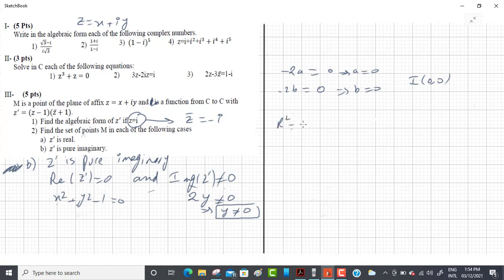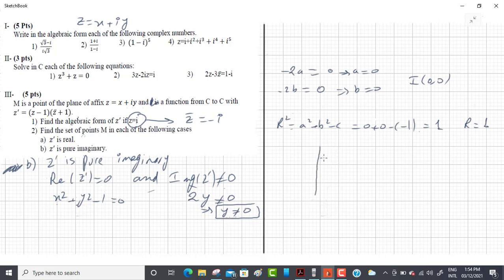R squared has a formula: a squared plus b squared minus c. It's 0 plus 0 minus 1, equal to 1. So r equals the radical of 1, which is 1. So you found the center, you found the radius, so of course it's a circle. But you notice that y should be not equal to 0.